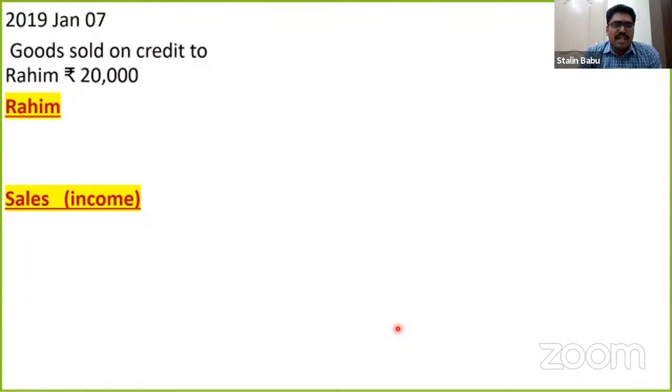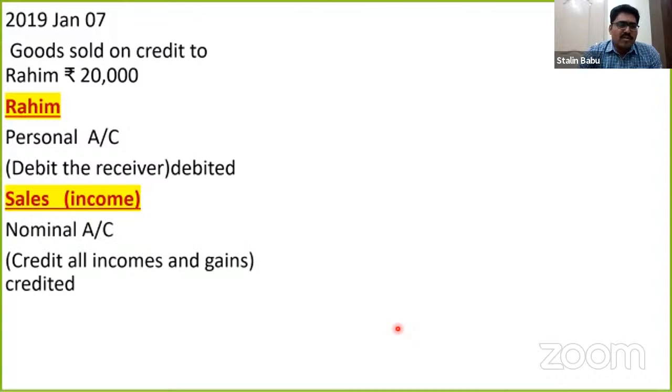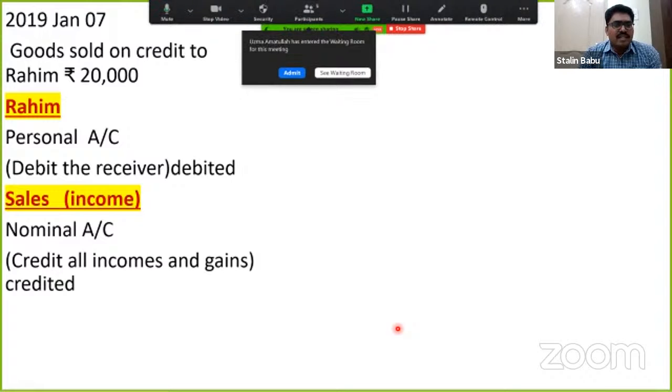So what is the nature of Rahim account? It is a personal account, a natural person. What is the principle of personal account? Debit the receiver, credit the giver. Here he is receiving the goods, so his account should be debited. Sale is an income to the business. Purchase is expenditure, sale is an income. Income means it belongs to nominal account. Nominal account deals with expenses and losses and incomes and gains. The principle of the nominal account is debit all expenses and losses, credit all incomes and gains. So here sales account is credited.